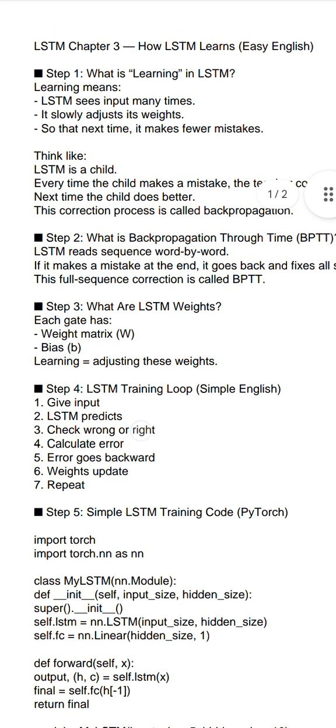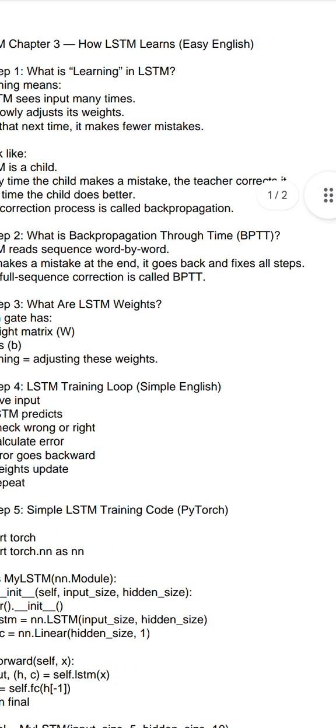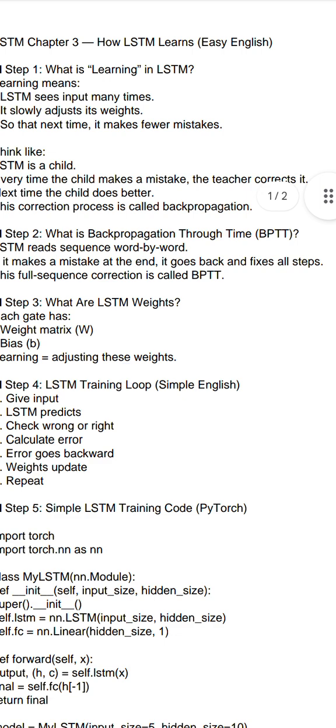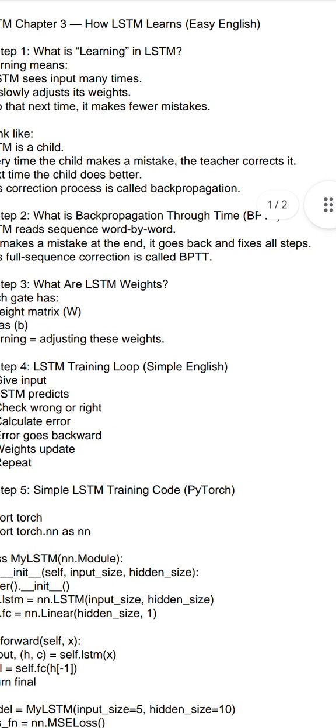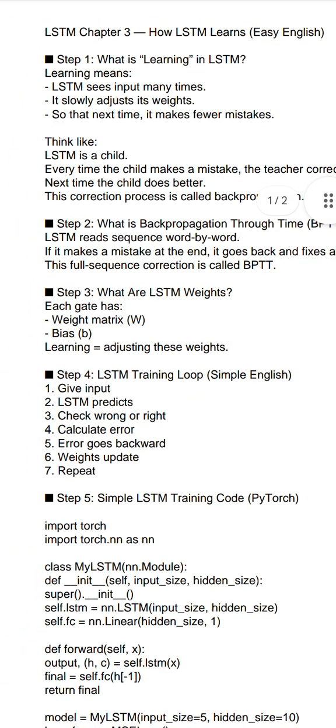We have already known that. And what is backpropagation through time? BPTT means backpropagation through time. LSTM reads a sequence word by word. If it makes a mistake at the end, it goes back and fixes all the steps. This full sequence correction is called BPTT. We have already studied in deep learning how they calculate loss when they complete forward propagation and then backward propagation.